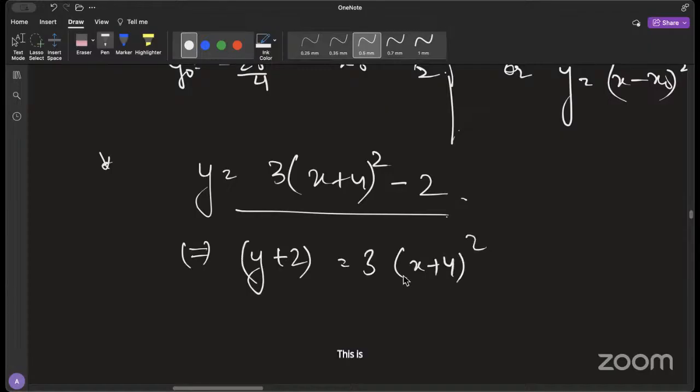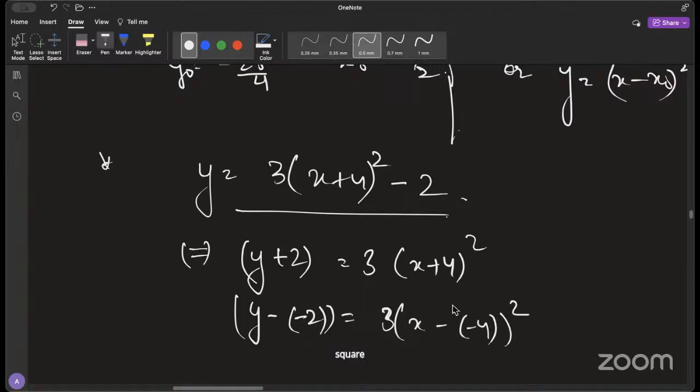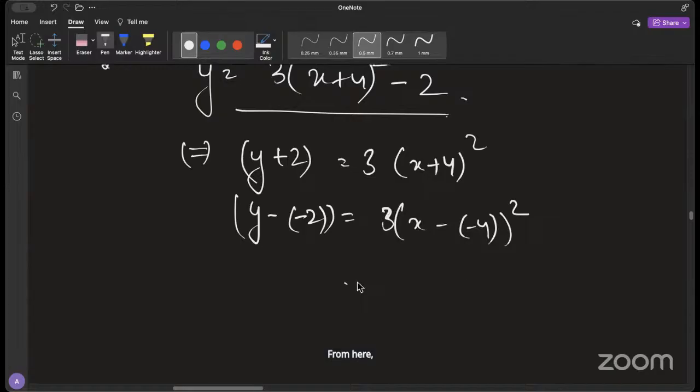This is the same as this, right? And we said that if you can write it in this manner, y minus y naught, which you can for every equation, plus, equals 3 times (x minus 4) squared, then the vertex is, from here you can see it's minus 4 and minus 2.